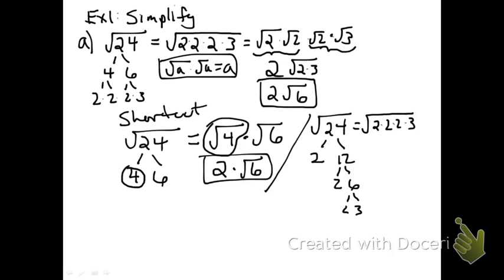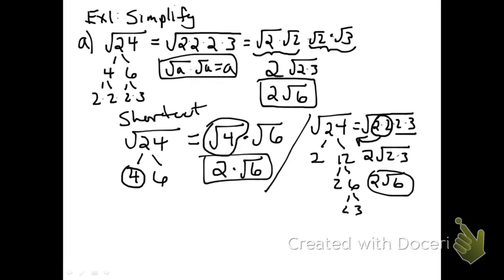A lot of students will circle any pairs of factors and pull them out front. So if I have a pair of 2's, I can pull one 2 out in front, leaving behind a 2 times a 3 inside, and I have 2 root 6. So there you have 3 different ways of essentially getting the same simplification of the square root of 24.